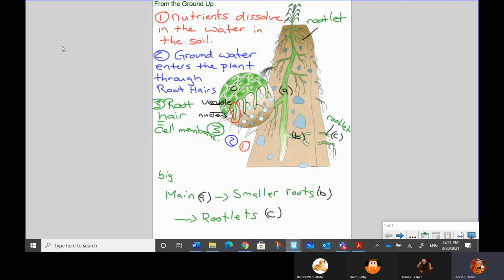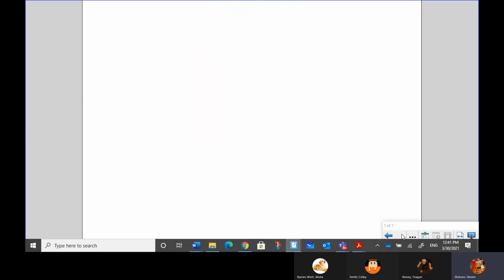And that's great. But now we've got to get it from down here all the way to the top of the plant, or to the leaves. The leaves are really where the water needs to go in a plant. So what we're going to do now is look at how the plant makes those tubules that we saw on Friday in our celery that were dyed red.